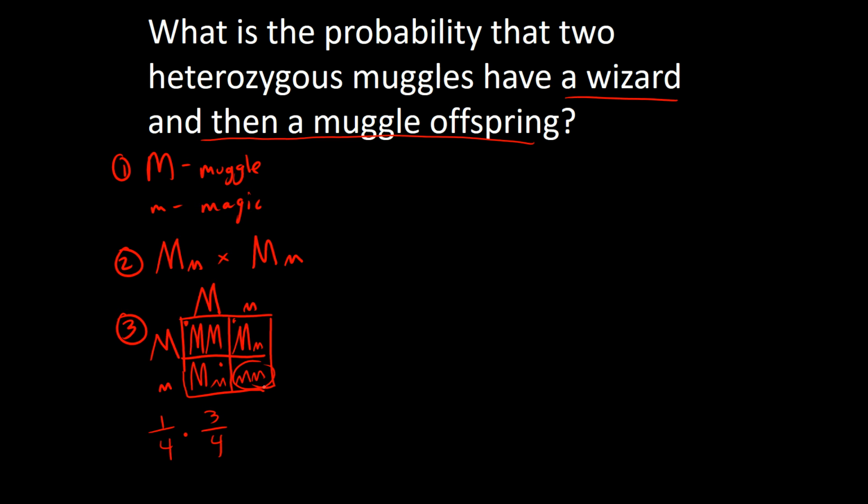So what we're going to do is we're just going to multiply these two probabilities together. Okay. Because it's asking what is the probability that both of those things happen. So you have to multiply them. So when we multiply fractions, we just multiply across. So 1 times 3 is 3. And 4 times 4 is 16. Okay. And you can't simplify that. So we will leave it as 3/16 probability. Okay. 3 out of 16 times that might happen if they have 2 kids. The first would be a wizard, and then the second would be a muggle.